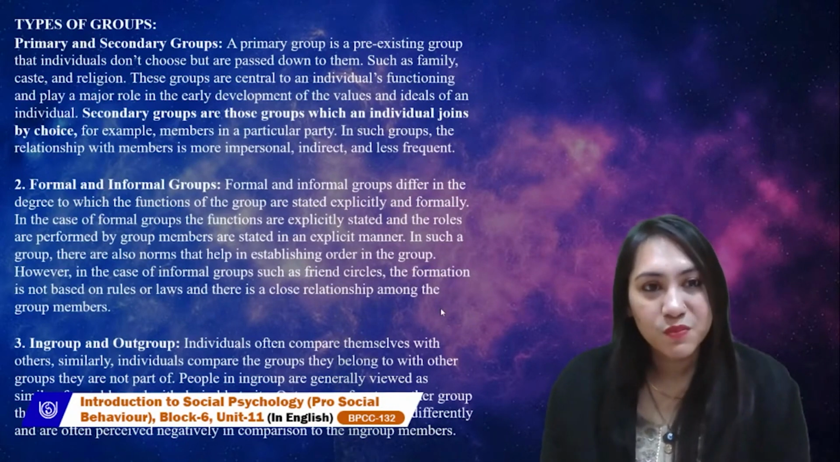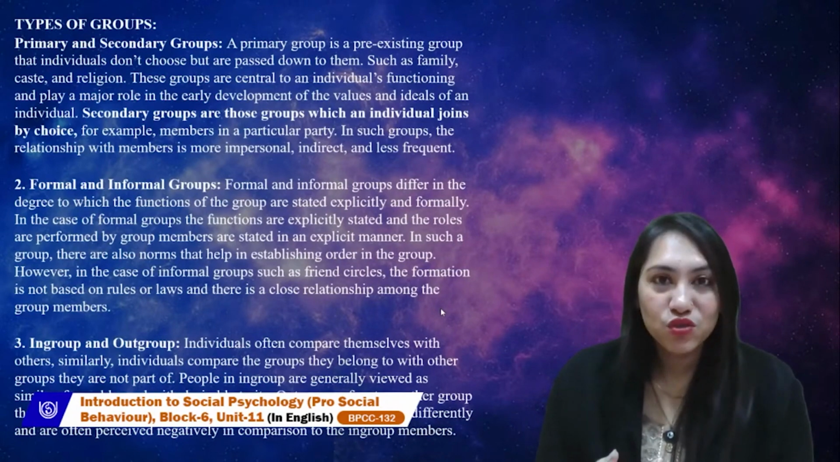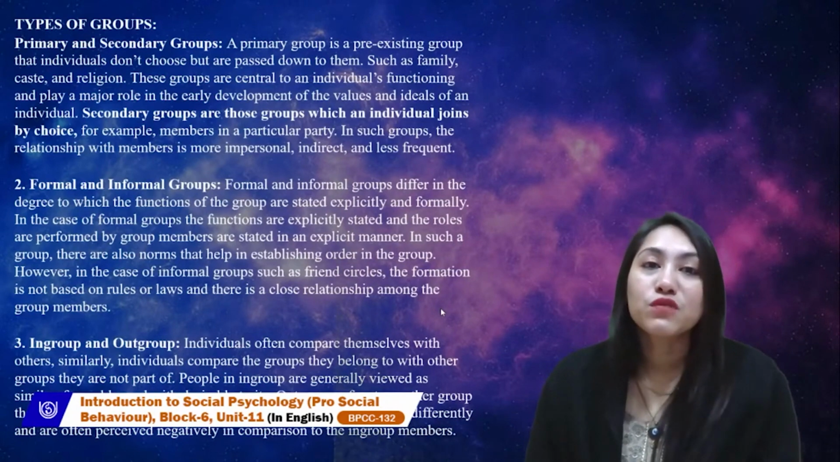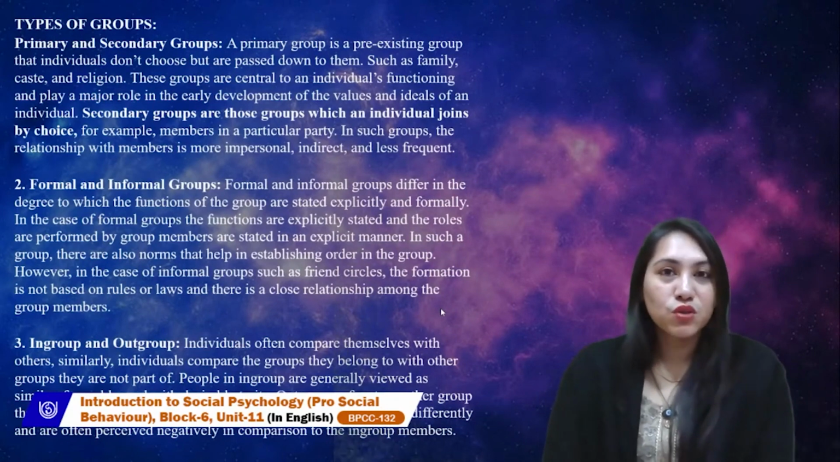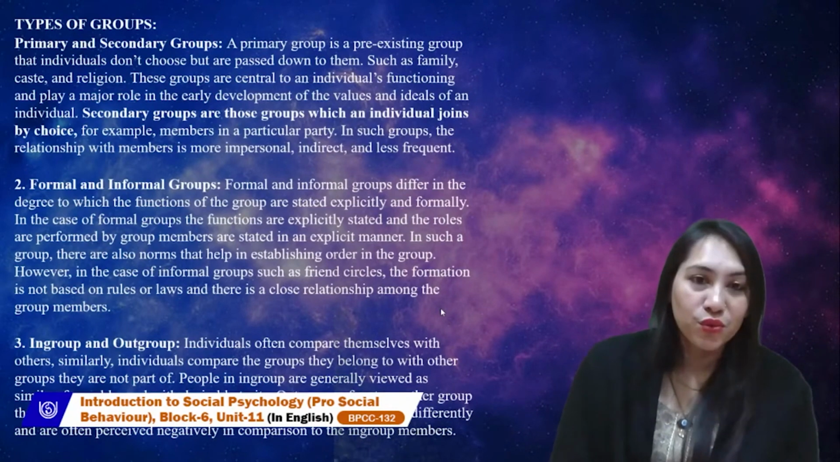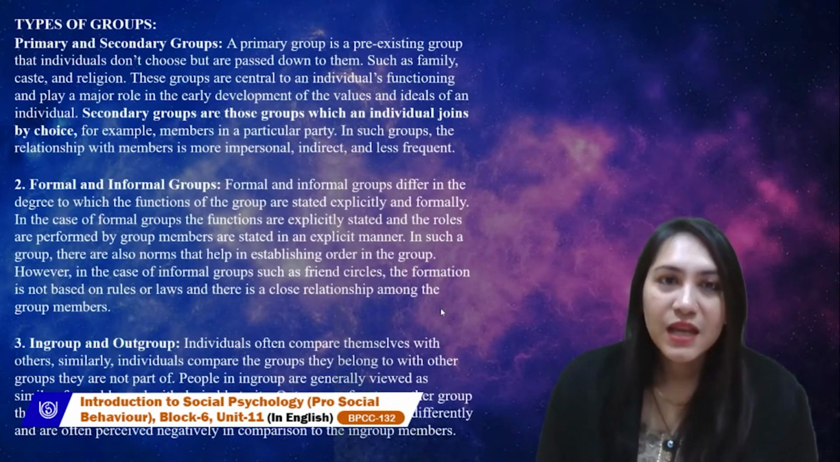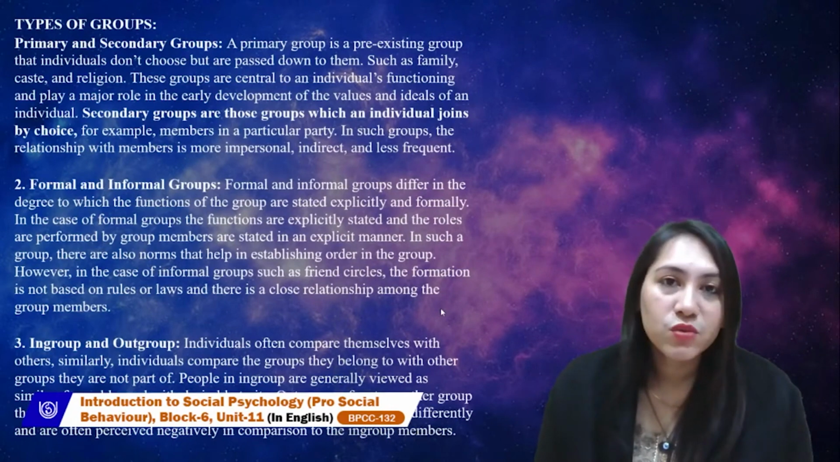Then we have secondary groups. Those are groups that we join out of choice. These are friends, groups that you make out of choice. You have your peculiarities to pick from. You make your groups on your own. In such groups, the relationships are very impersonal. They are indirect, and less frequent than the primary group.